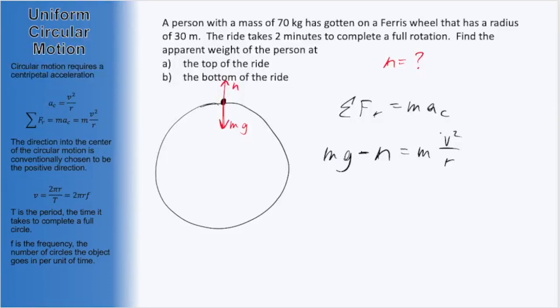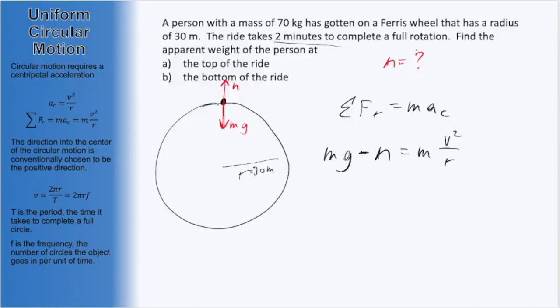So let's think about if we have everything we need to plug into this equation to solve for our one unknown, which is the normal force. We have the mass and we have gravity. We're looking for the normal force. We have the radius of this Ferris wheel, which is r equals 30 meters. However, we don't have the velocity we are moving around this circle at. We do know that it takes 2 minutes to complete a full rotation, so maybe we could use that.